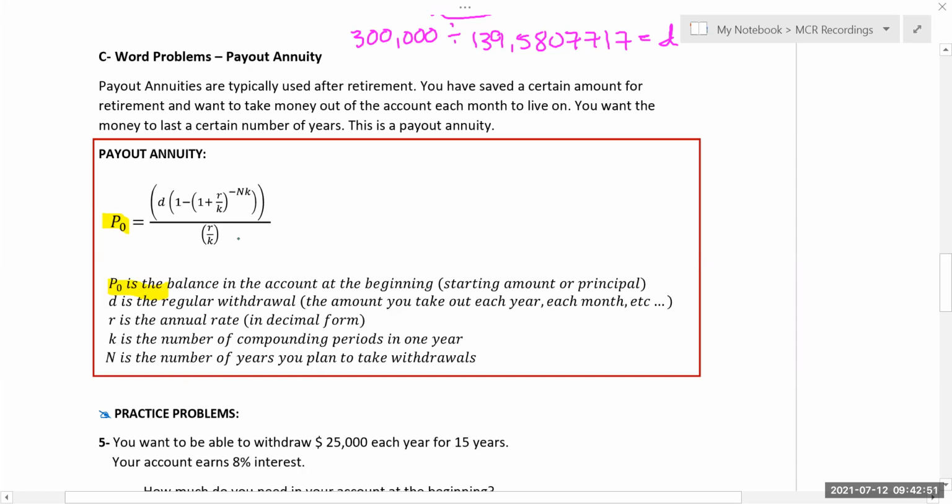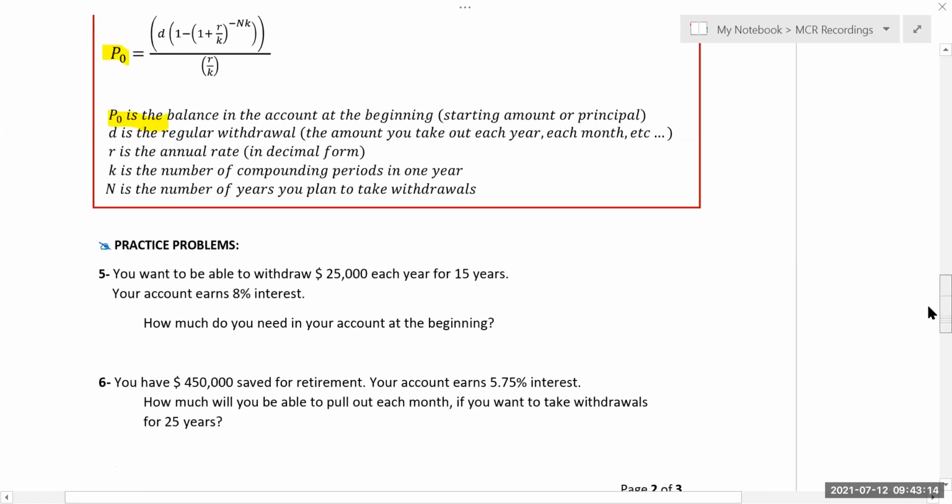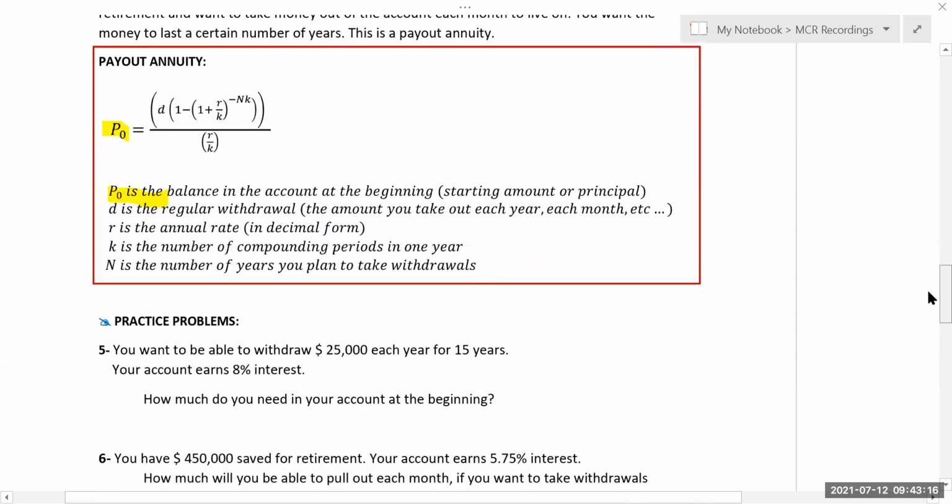So how you have a payout annuity is that you're taking out regular withdrawals. That's the key. I have a payout annuity if I'm taking out regular withdrawals. And the benefit to a payout annuity is you might not need all your money at once. So the money you're not taking out is still earning interest. So it's a savings annuity, but paying you out. So keep that formula up top in your notes. You don't have to memorize these. You get the formula sheet when you go to take your 154 test.